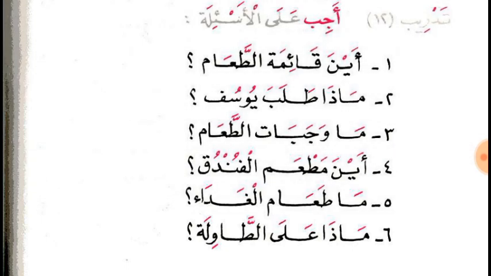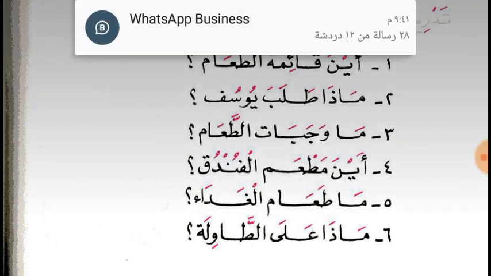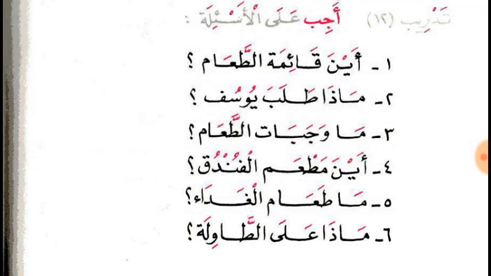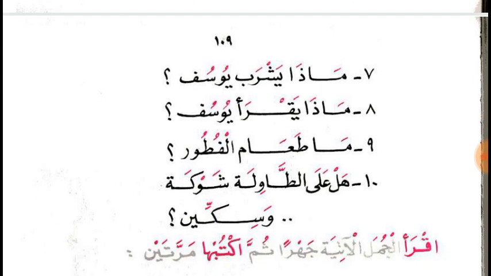What is the food in lunch? What is the food of lunch? Okay. Lunch: soup, chicken, meat, and rice. Okay, many things. Fool. Yes. Next question. Maza ala tawilata? What is on the table? Qaimat ta'am ala tawila. Okay. Correct.